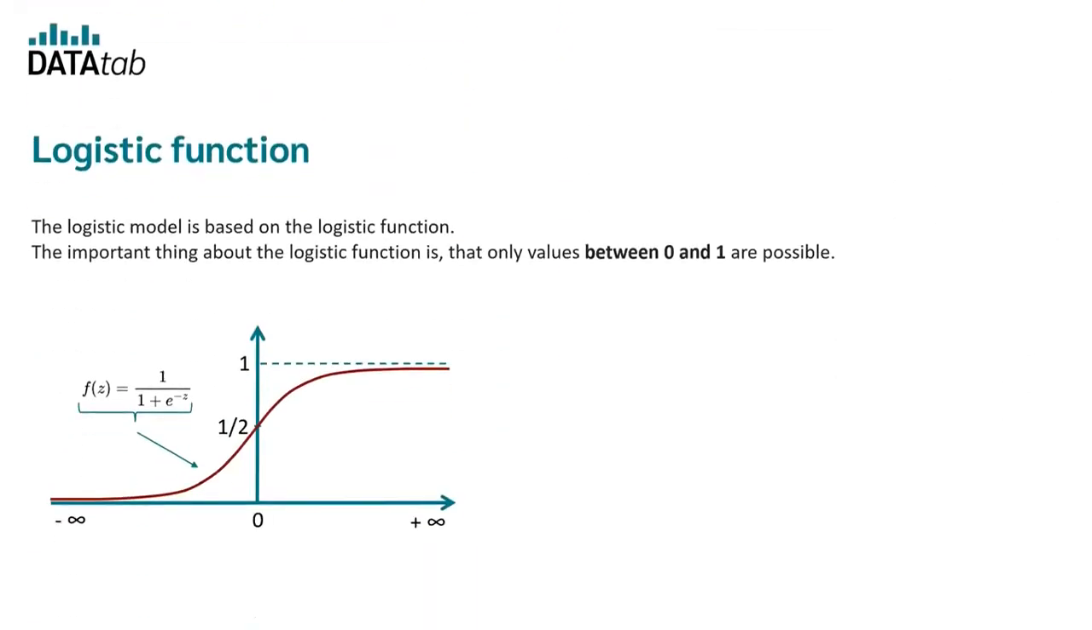The logistic model is based on the logistic function. The important thing about the logistic function is that only values between 0 and 1 are possible. So no matter where we are here on the x-axis between minus and plus infinity, we can only get values between 0 and 1 as a result. And that is exactly what we want.